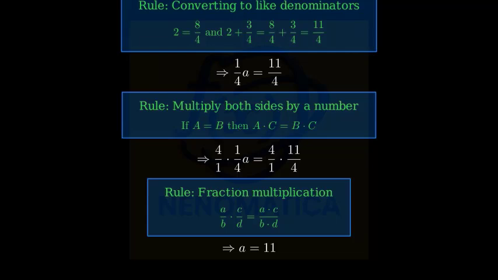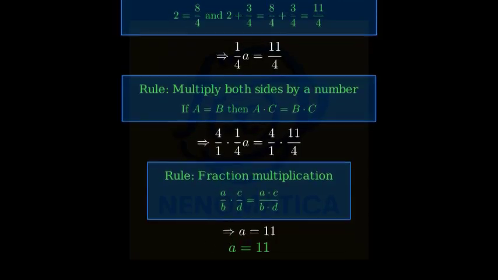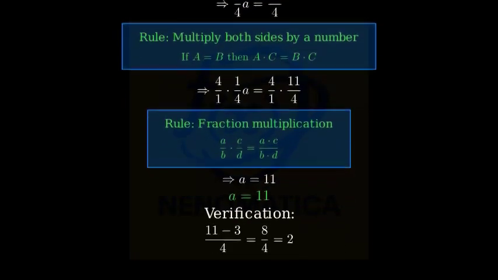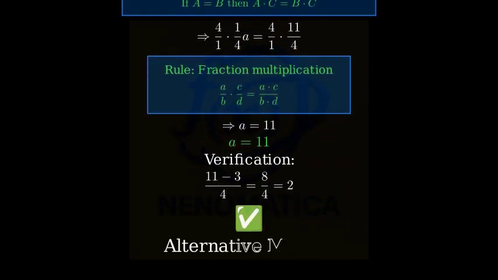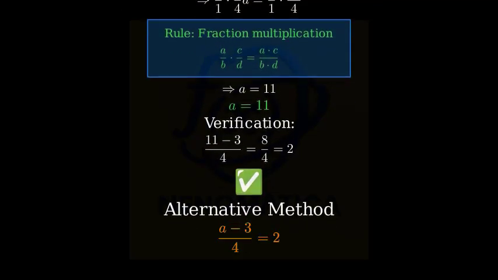Now, let's look at an alternative method to solve the same equation. Again, we start with a minus 3 all over 4 equals 2. First, let's express the fraction with its numerator and denominator. We have 1/4 times the quantity a minus 3 equals 2.